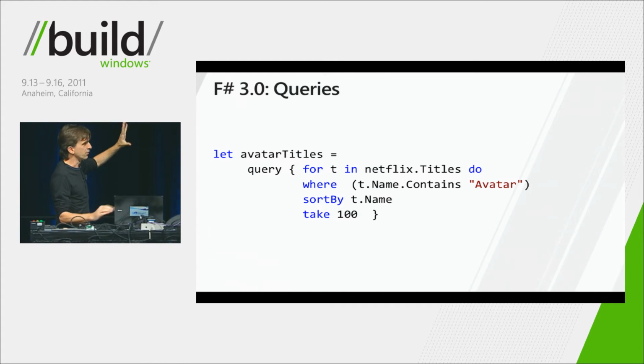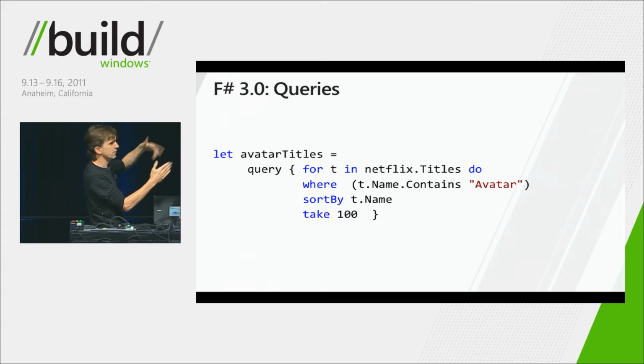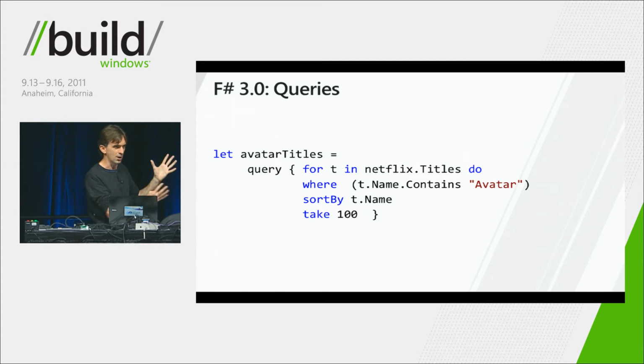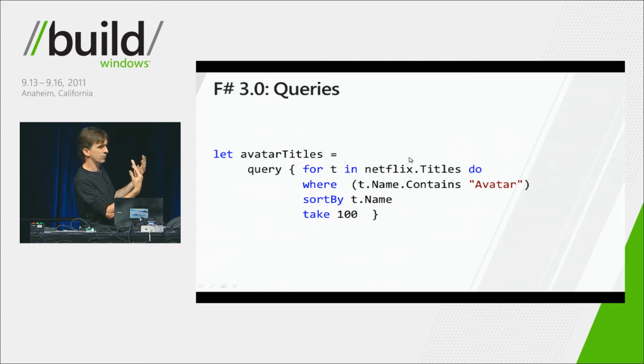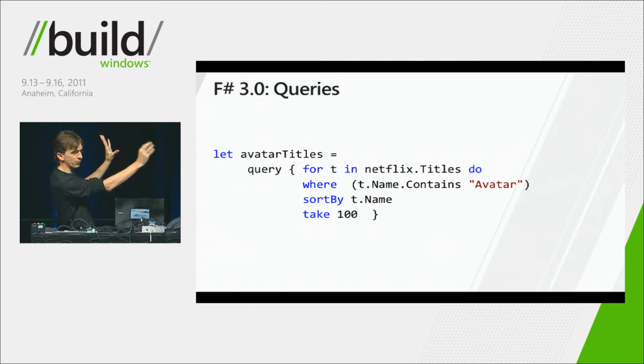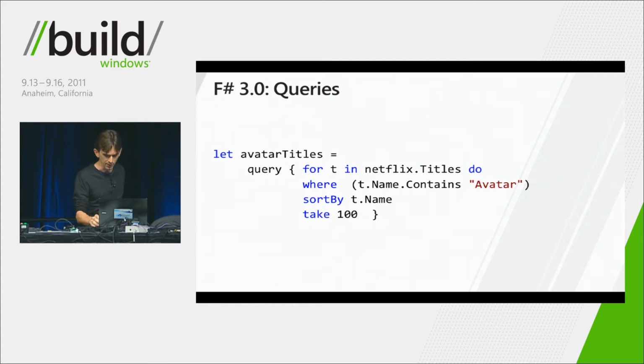There's a couple of differences. We use sort by instead of order by. That just fits with the F# naming terminology. And just notice that you do have to put this do at the end of the line here whenever you iterate or select from. The first line is the equivalent of from in the C# LINQ syntax.